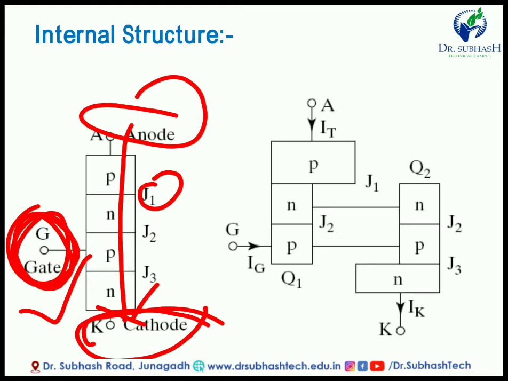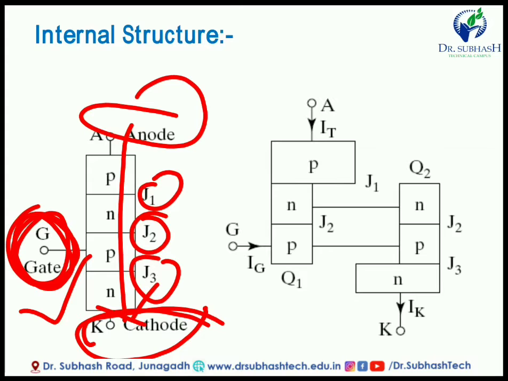Now junctions J1, J2 and J3 may be forward or reverse biased. Whenever a junction is in forward bias, the depletion region width is very narrow and it allows current to pass. Whenever any junction is in reverse bias mode, the width of the depletion region is wider, and due to this wider width, current does not pass through the junction and it works as an insulator. So this is the characteristic of SCR.